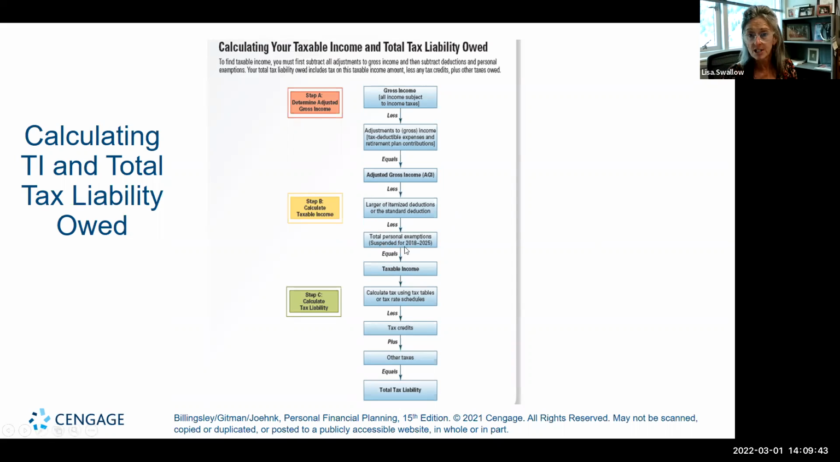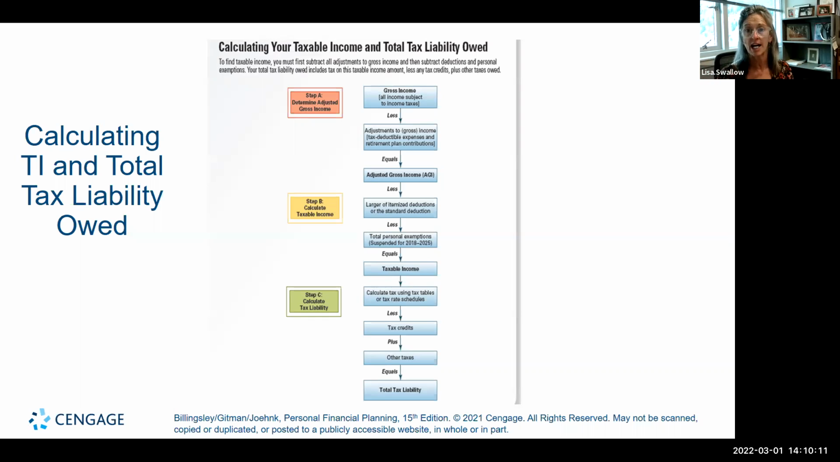We no longer subtract personal exemptions. You can see that was suspended for 2018 through 2025, so we basically don't need to worry about that right now. And that takes us to taxable income, and that's what you calculate the tax on. So let me recap this, and then I want to show you how you calculate tax. And then I want to tie this whole thing in to an actual tax return so you can see how they align.